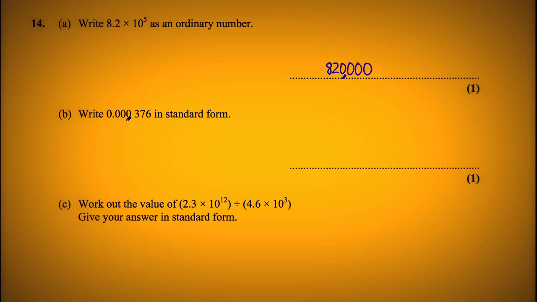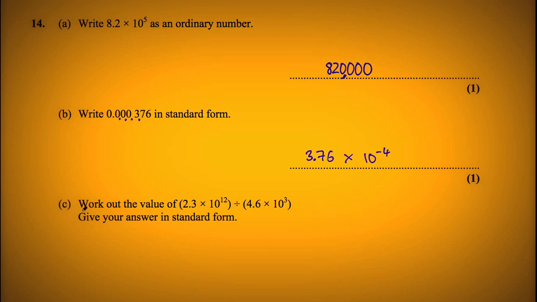Write 0.000376 in standard form. Well, if I was moving it there, that would be times 10 to the power of minus 1, 10 to the power of minus 2, 10 to the power of minus 3, 10 to the power of minus 4, and that's where I want it, with a number between 1 and 10 at the start, so 3.76 times 10 to the power of minus 4.